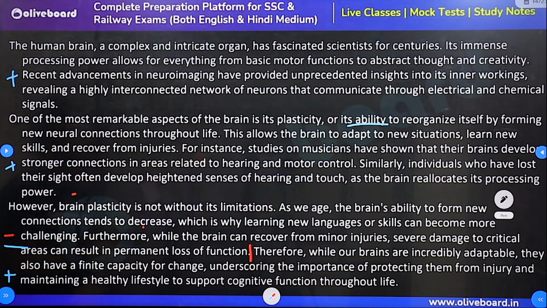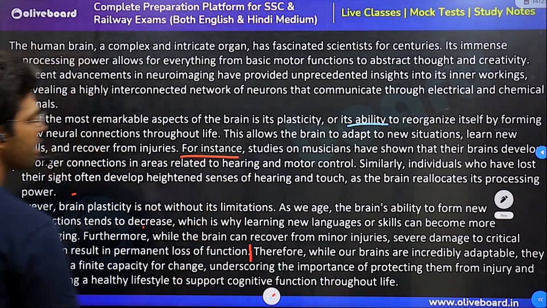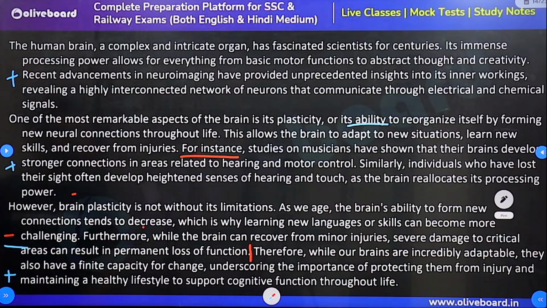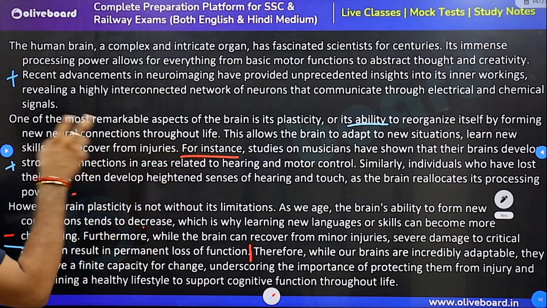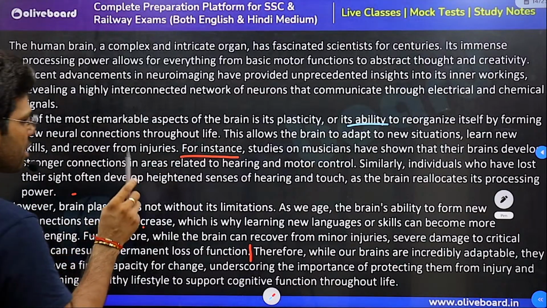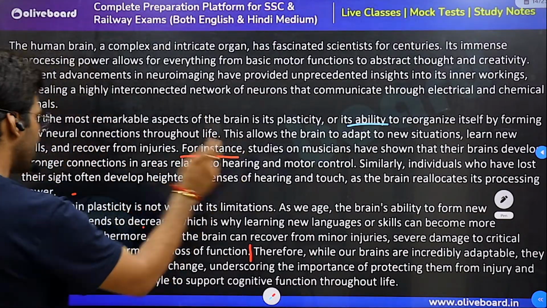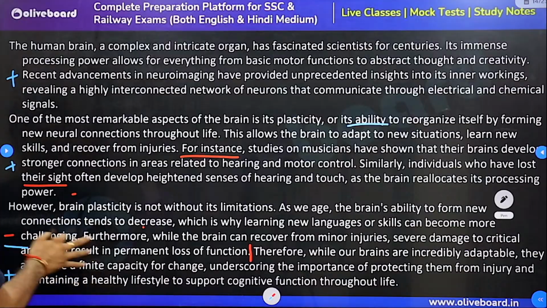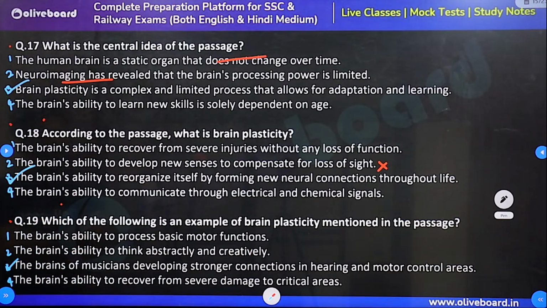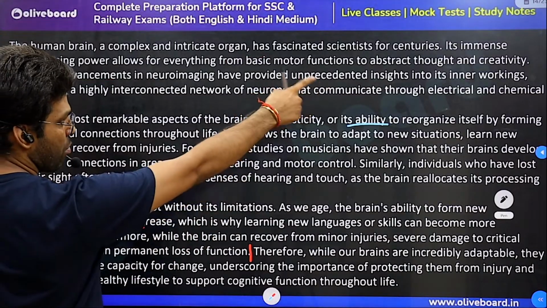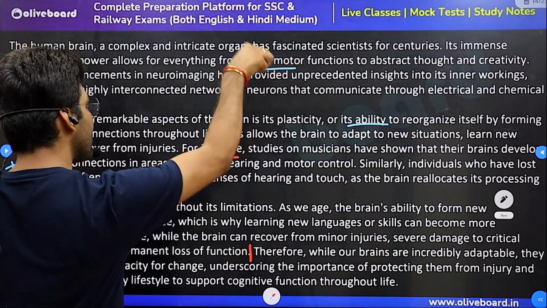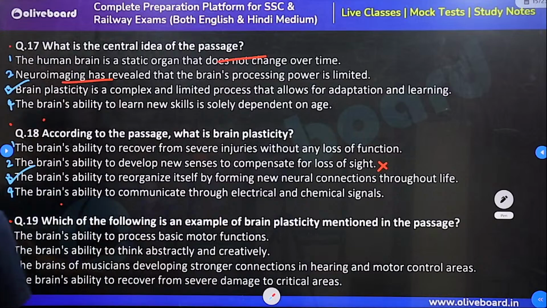Which of the following is an example of brain plasticity mentioned in the passage? For example, they have marked studies on musicians have shown the brains develop stronger connections in areas related to hearing and motor control, like individuals who've lost their sight. So we have two options, examples: musicians and people who have lost their sight. Brain's ability to process basic motor functions. Yes, it is basic motor functions, but that's not an example. Everything may be marked in the passage, but not the answer to the question asked.